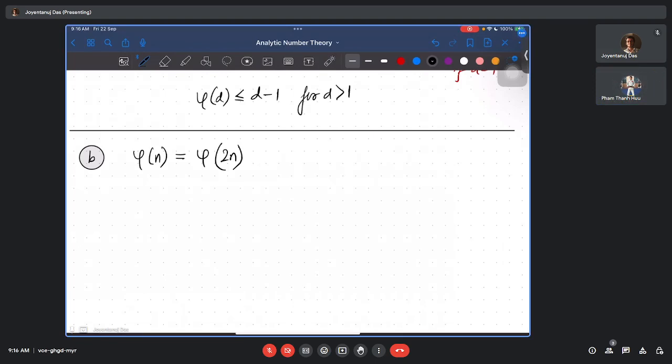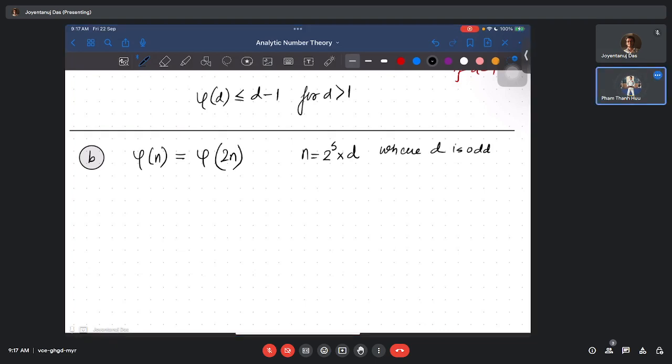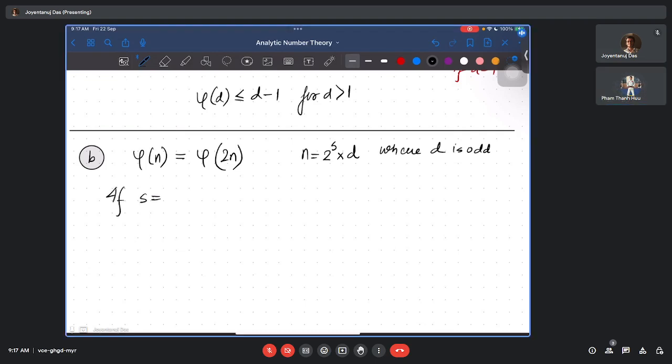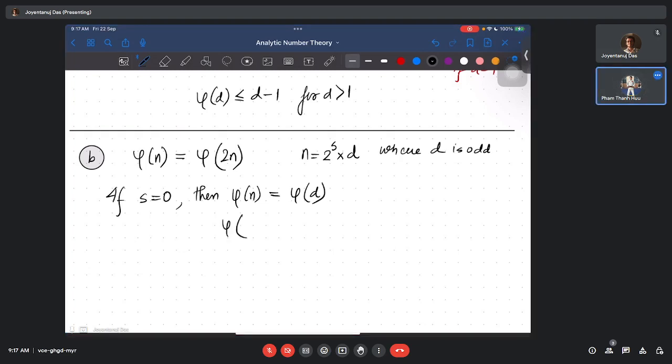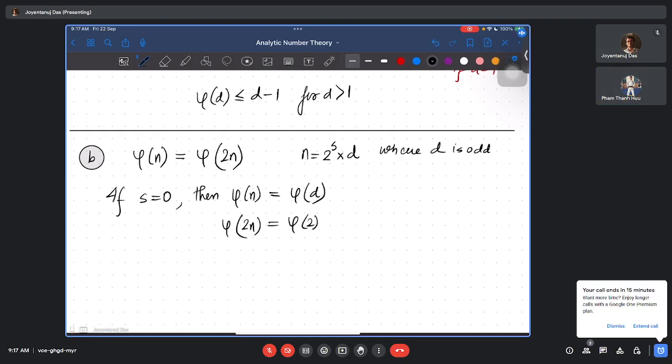So we will do the same thing. Suppose n equals 2 power s times d, where d is odd. I have taken all the factors of 2 out of n. Now suppose s equals 0, that is, n is not divisible by 2. Then phi of n is phi of d. And phi of 2n I can write as phi of 2 times phi of n, because now there is only one prime factor of 2.